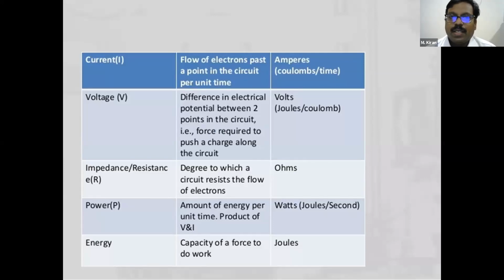As you all know, current is the flow of electrons past a point in the circuit per unit time. It is measured in amperes. Voltage is the difference in electrical potential between two points in the circuit, that is, the force required to push a charge along the circuit, measured in volts. Impedance or resistance is the degree to which a circuit resists the flow of electrons, measured in ohms. Power is the amount of energy per unit time, a product of voltage and current, measured in watts. Energy is the capacity of a force to do work, measured in joules.